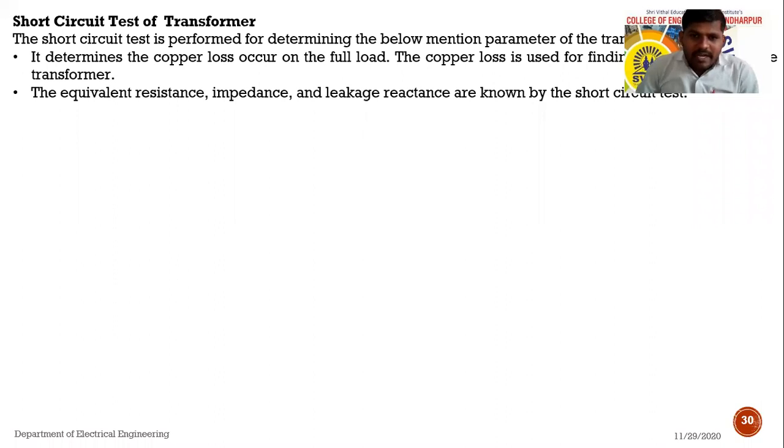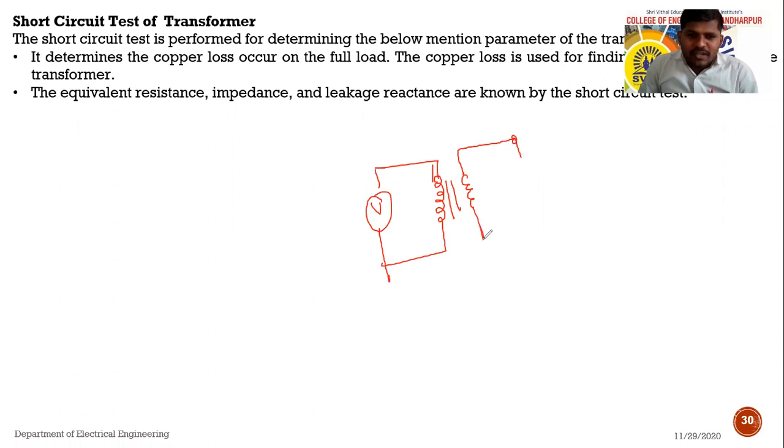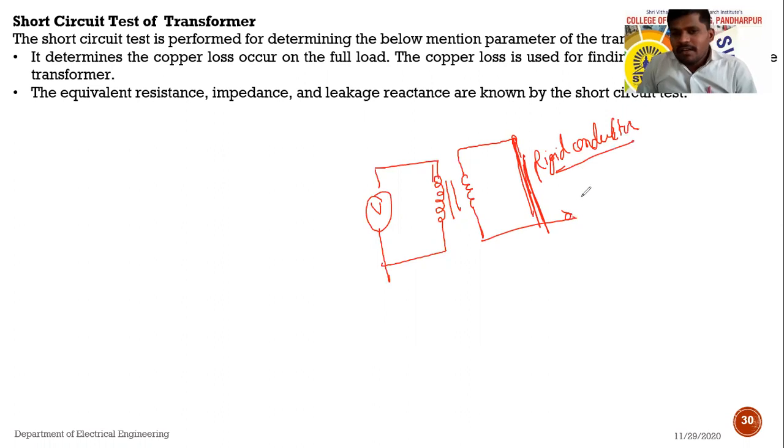Suppose I am drawing the diagram here. This one is the primary winding. Here some supply is provided. This one is the secondary winding, and these two terminals are directly short circuited by using a rigid wire, or a rigid conductor. What will happen when the terminals are short circuited? Is the current flowing from that terminal zero, or is the voltage across those two terminals equal to zero?